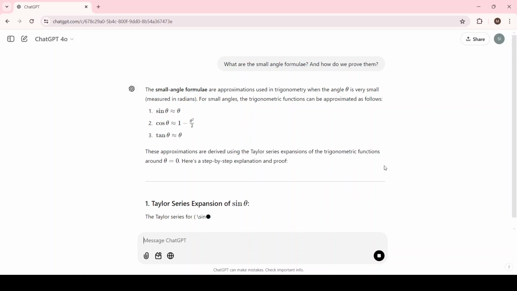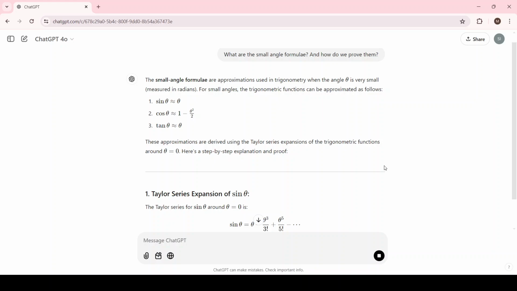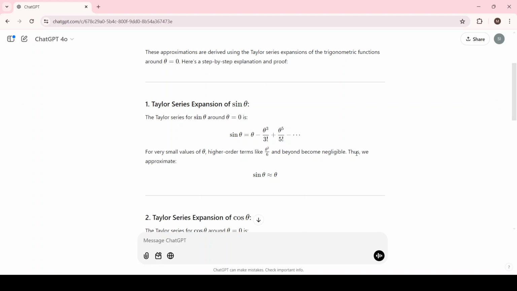"The small angle formulae are approximations used in trig when the angle theta is very small. For small angles, the trig functions can be approximated as follows. Sine theta equals theta." Yeah. "Cos theta is 1 minus theta squared over 2." Correct. "And it includes tan theta," which is a good addition. "These approximations are derived using the Taylor series of the trig functions around theta equals 0." Completely right. That is impressive.